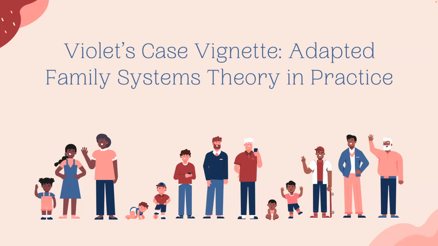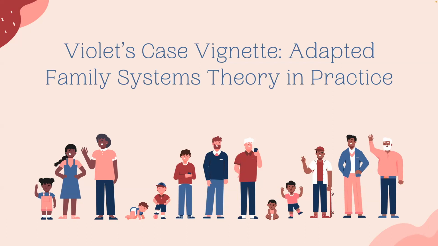Michelle also referred Violet and the family members for family therapy, and so sessions included Violet, her foster mother, and her biological mother. These sessions were provided by a licensed clinical social worker who utilized the adapted family systems theory in order to bridge gaps between biological and foster families, with the ultimate goal of easing the transition between the families during Violet's visitation and during her reunification.